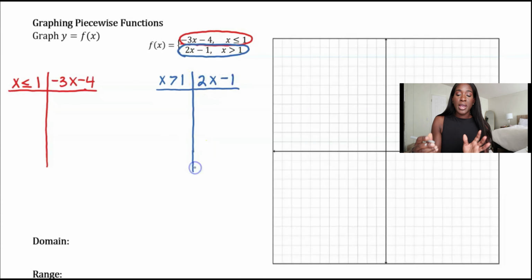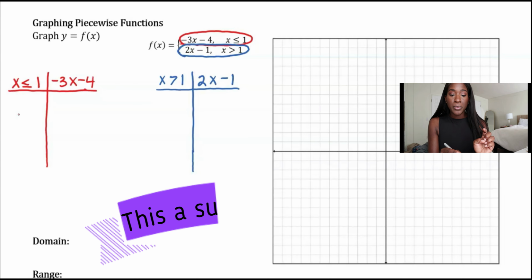Okay. So I have my two separate tables set up, and more importantly, I have the conditions for my two separate tables. So for instance, in that first table, you cannot start off plugging in 2. You could not plug in 2 because 2 is not smaller than 1. That first table can only take x values that are less than or equal to 1.